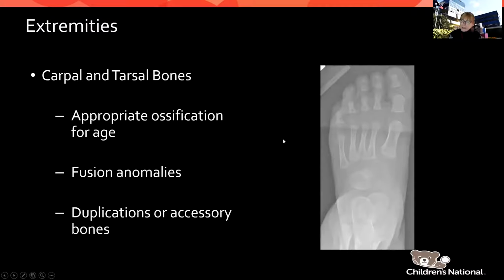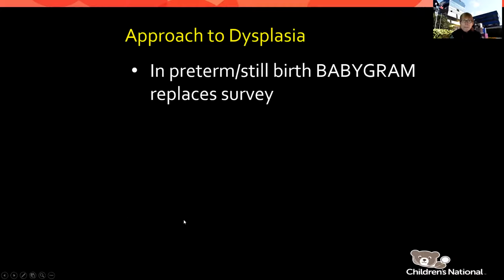We do want to get the hands and feet. So we're going to get a bone age with the left hand. We can get odd fusion anomalies. And again, there could be polydactyly, there can be other accessory bones, fusion of the tarsal and intercarpal bones. Those are all things that can give us hints about the diagnosis.